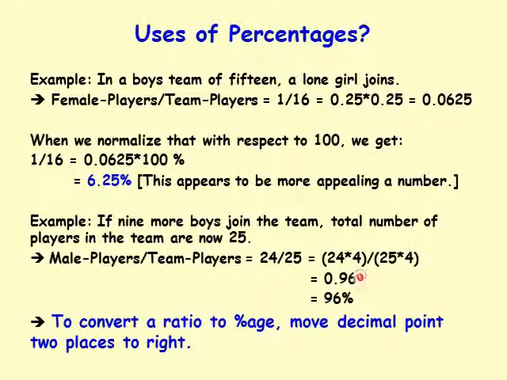To convert a ratio of 0.96 to a percentage, we move the decimal place 2 places to the right. We did the same thing here with 0.0625. The decimal place was here and we moved it 2 places to the right, 6.25%. So this is 6.25%.